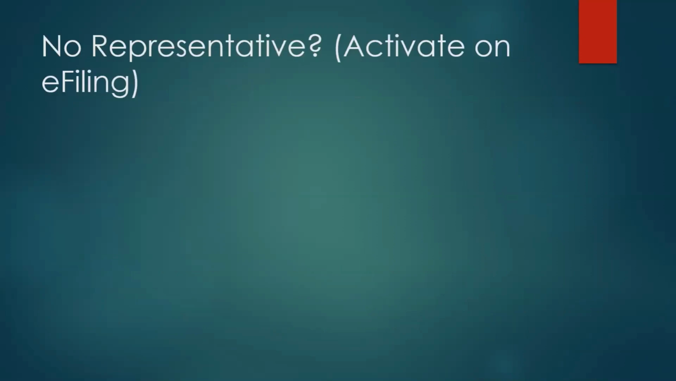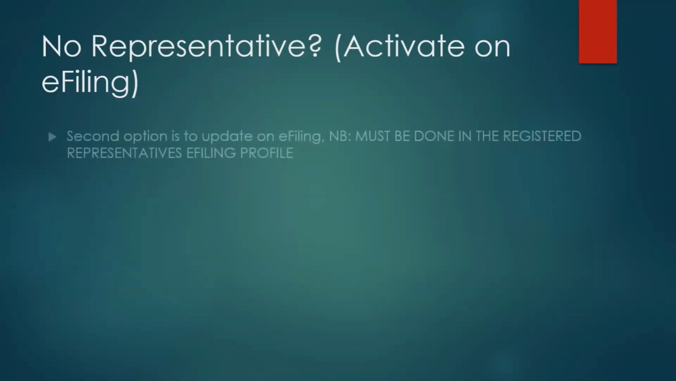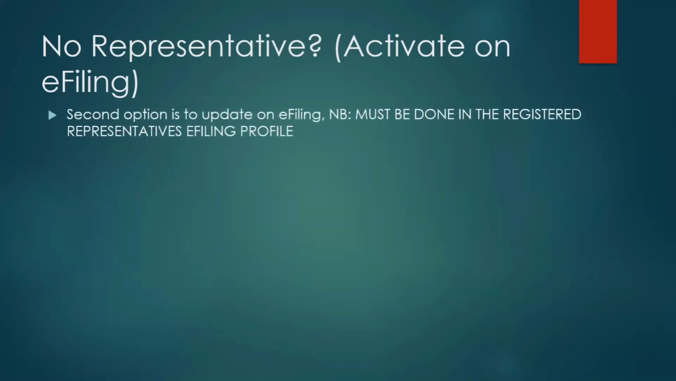If you want to skip the RAV01, the second option is you can activate it on eFiling directly, not through the RAV01, but through a separate process. In this case, you've got to do it through the registered representative's eFiling profile. So it can't be done by the tax practitioner or by someone else who holds the profile.